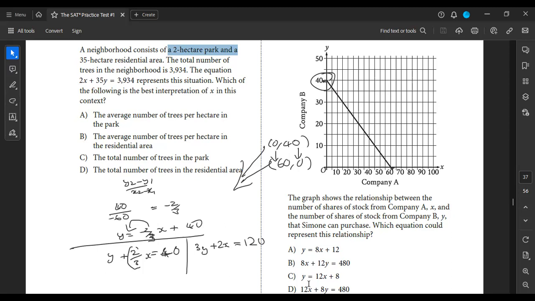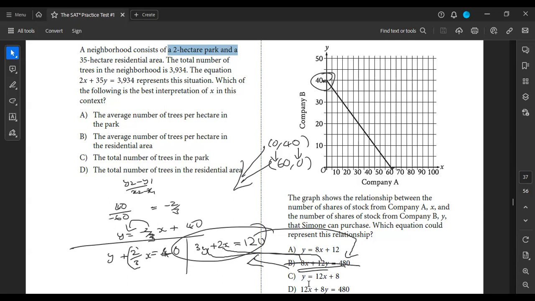So we're just going to look for which one is like this, right? So we can see that the first one is different. Okay, the reason why I saw the answer was B is because look at this. If we multiply 2 by 4, we have 8x, 3 by 4, we have 12x, and 120 by 4, we have 480. So this is just a multiple of this equation. So our answer is B, because it's the same thing.